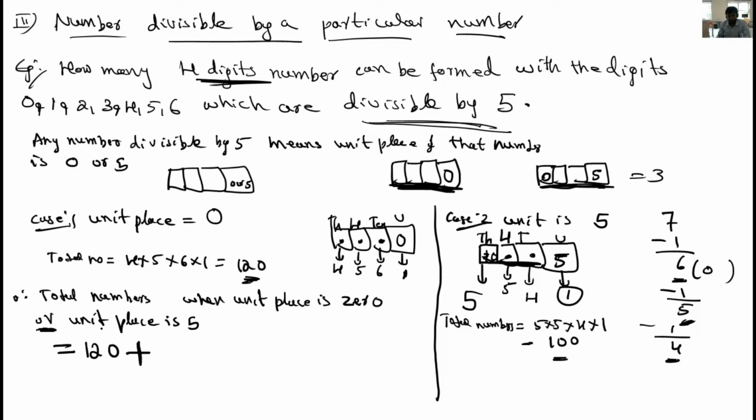Second case, unit place is 5. If the unit place is 5, how many numbers are available? 100 numbers are available. So combine these, add, how much will you get? 100 plus 100, 200, and 220 four digit numbers are available which are divisible by 5. Okay, this is the solution for the given question.